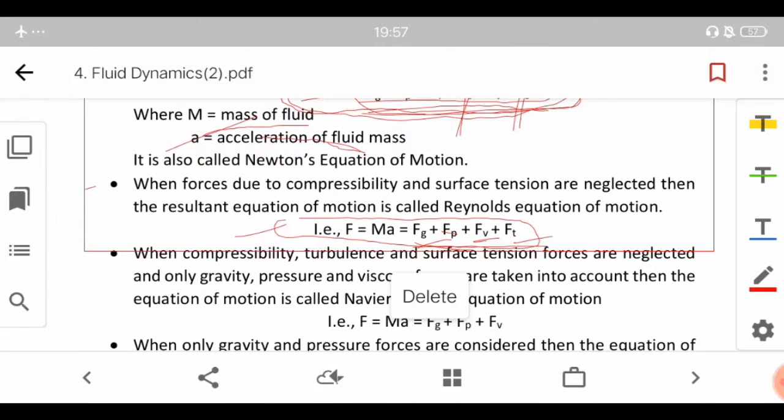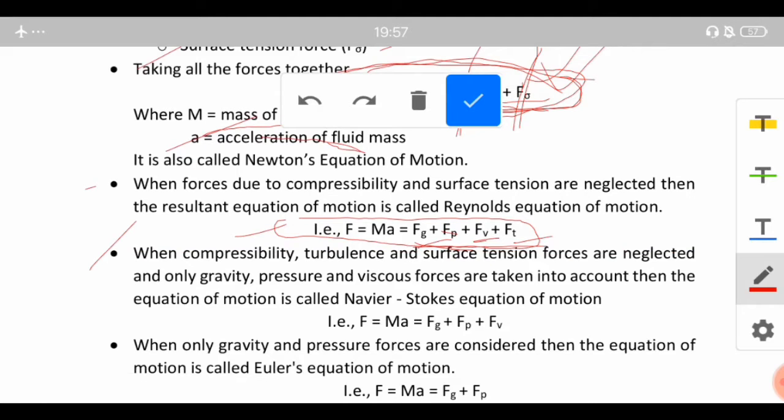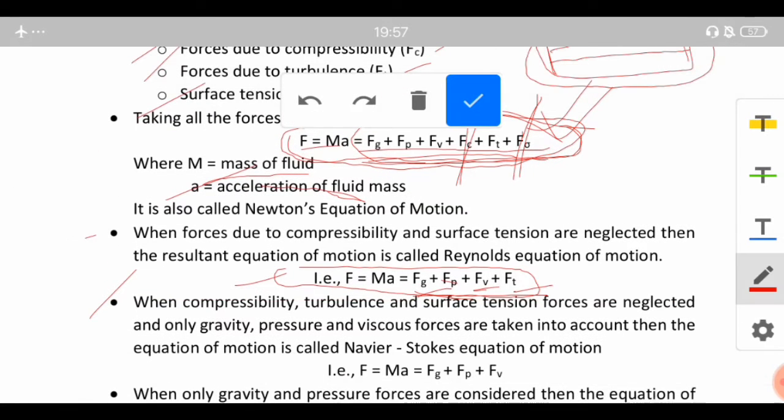Next, when the compressibility, turbulence and surface tension forces are neglected, now I am neglecting the compressibility force and the surface tension force, which I had neglected previously. Now along with them I will also neglect the forces due to turbulence. So these three forces I will not be counting, and we will solely have the gravitational force, the pressure force and the viscous force. Then this equation F is equal to ma, which is further equal to Fg plus Fp plus Fv, is known as the Navier-Stokes equation of motion.